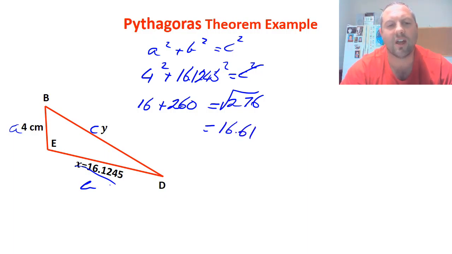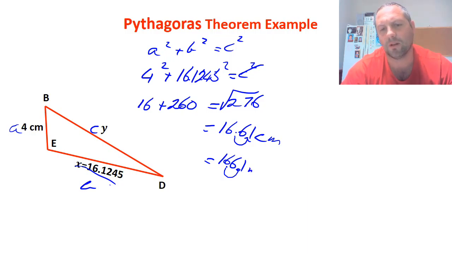Now the question asked how far did the ant walk in millimeters. Now if this is centimeters, all we're going to do is multiply it by 10 by moving that decimal place one spot across. So it's 16 like that, but instead of the decimal being here, we're going to put it after it. So it's 166.1 millimeters. That is your answer, finished.